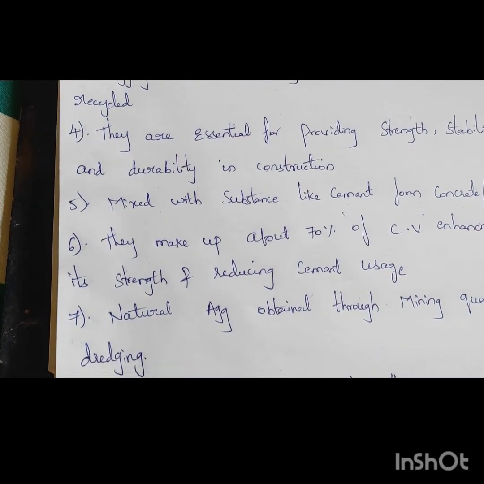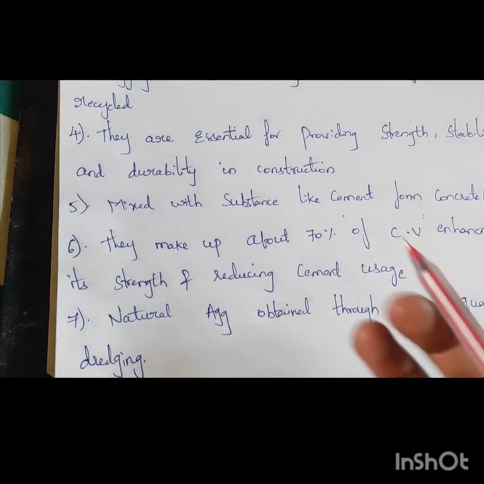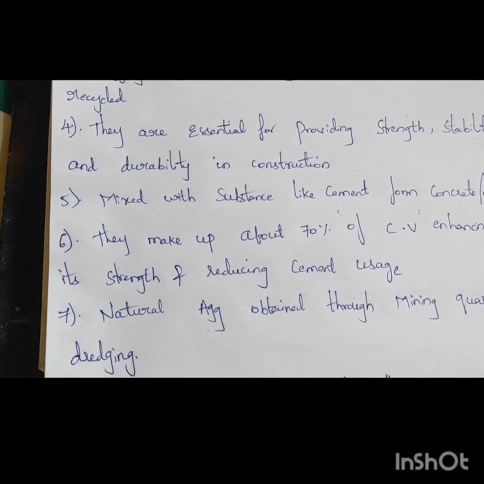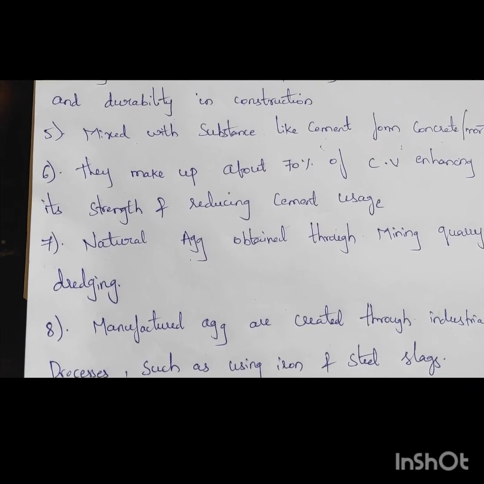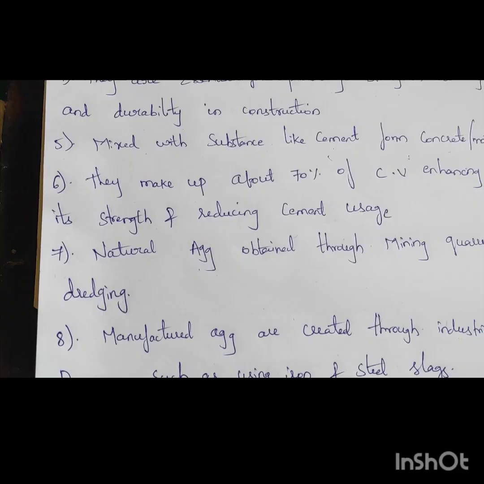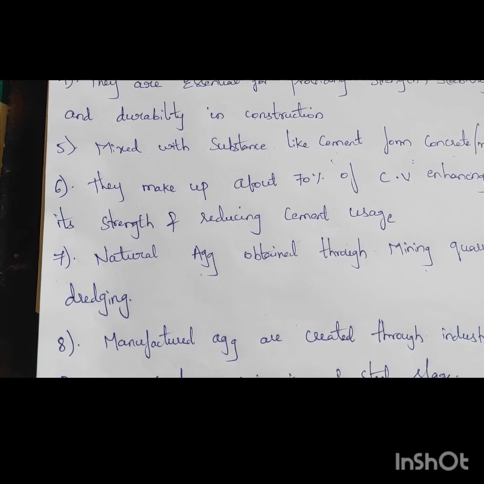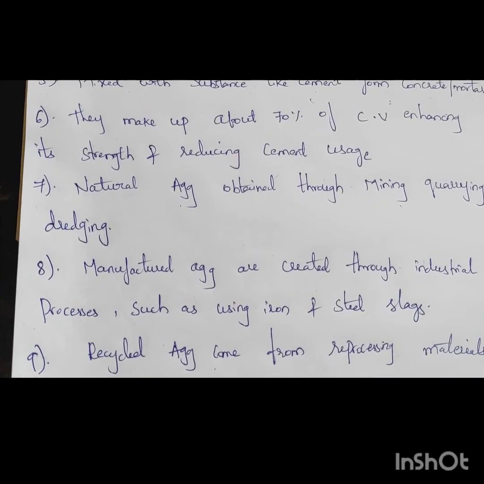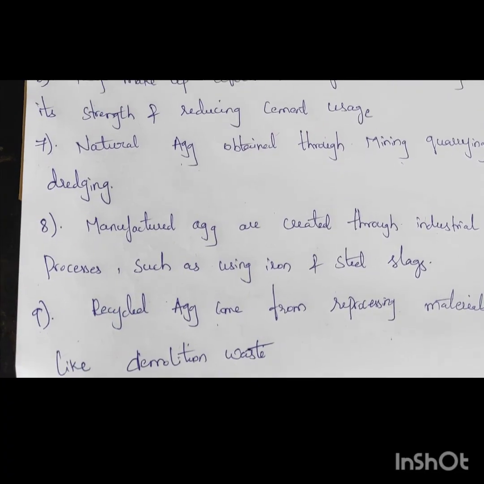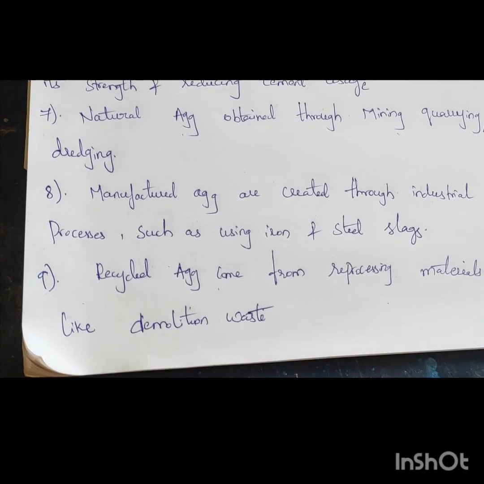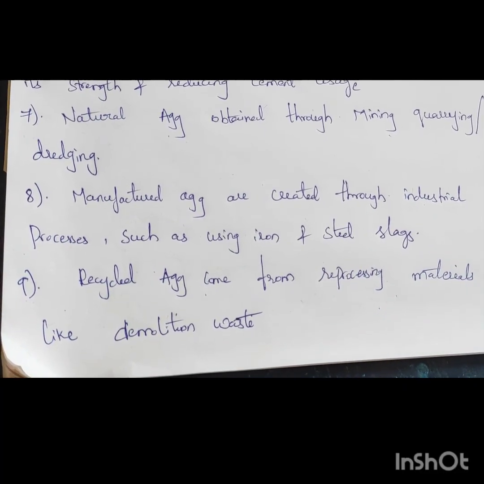Aggregates make up about 70% of the concrete volume, enhancing its strength and reducing cement usage. Natural aggregates are obtained through mining, quarrying or dredging, and manufactured aggregates are created through industrial processes such as using iron and steel slags. Recycled aggregates come from reprocessing materials like demolition waste.